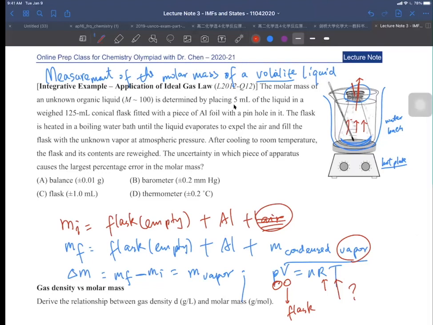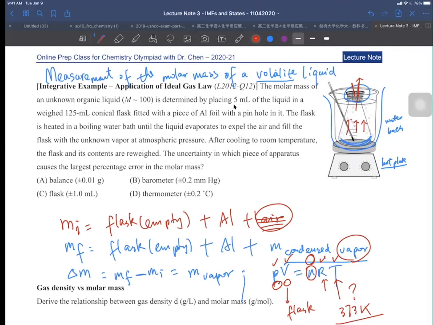100. It should be 100. So basically it should be 373 Kelvin, right? And finally is the n. So which means P is known, V is known, T is known, R is the constant. We can calculate the n. So basically we can know how many moles of vapor is in the flask when the liquid is just gone.